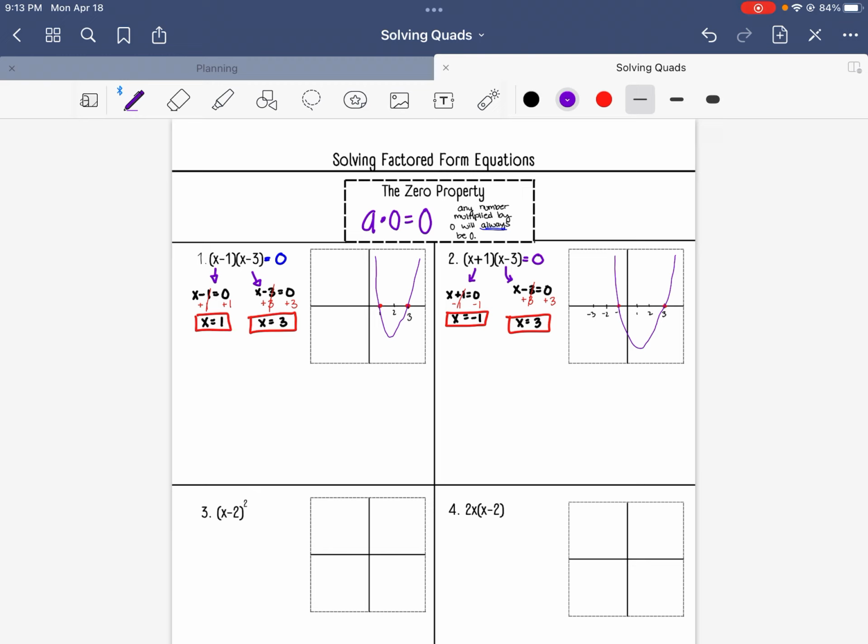So that is the gist of it. If you want, go ahead and try the other ones out. And if not, then jump out to Delta Math.